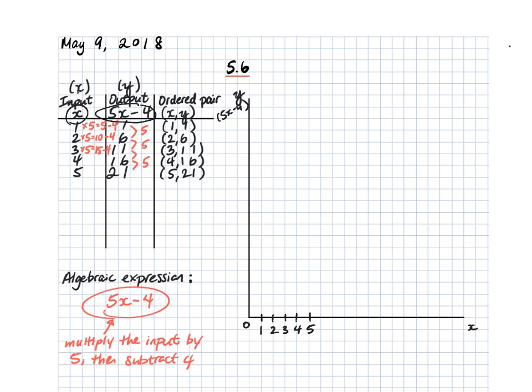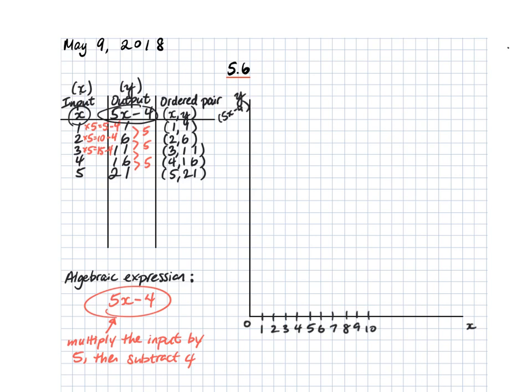You always label the line, not the space, because you try to use the grid as best as possible. Now I can see on my output values, my lowest output is 1 and my highest is 21. So I'm going to have to adjust the scale on my Y, or my output values. So I think what I'll do is go up by 2.